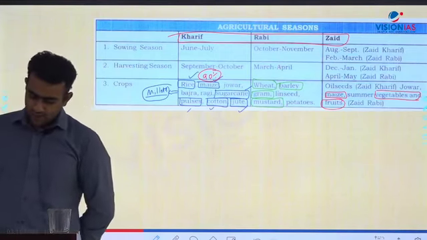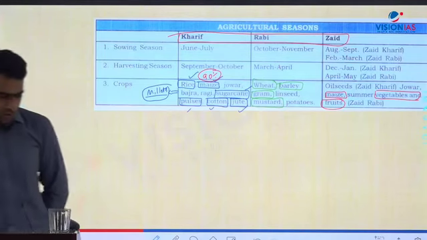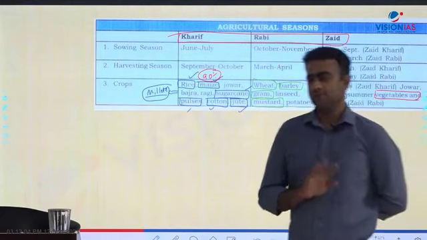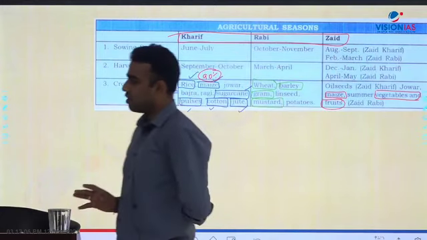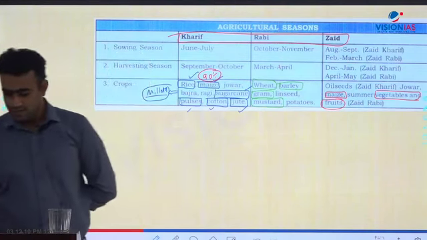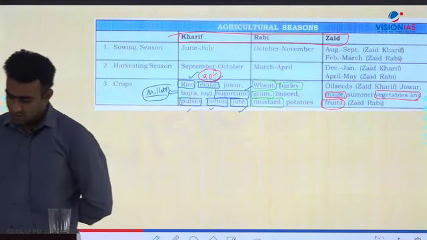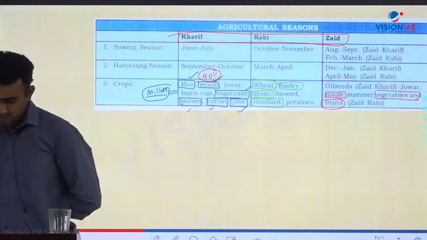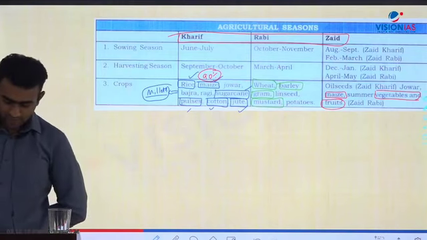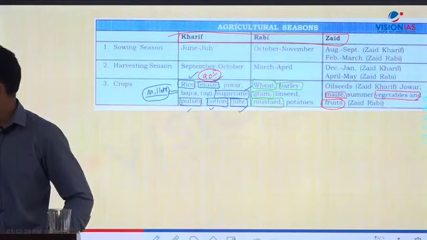Let's take a short break, and after the break I will be continuing with the cropping areas and the cropping pattern. Basically I am going to talk about the various conditions required for the different crops, which is a very important thing. So take a proper break and come back. You should be able to listen very carefully in the next topic. Fine, let's take a short break.